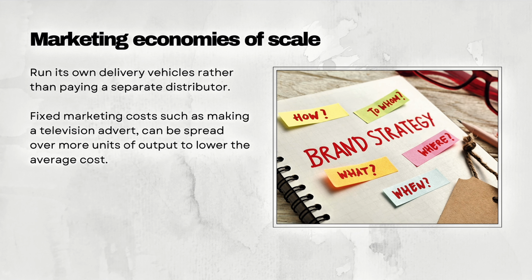Marketing economies of scale. One example is that they can run their own delivery vehicles rather than paying a separate distributor. And if a firm can control their own distribution, this turns their standard delivery routes into high visibility, free mobile advertising that spreads fixed branding costs across thousands of vehicles. Furthermore, large firms are able to spend large amounts of money on high-quality television adverts, which thousands of people can see, which will more than likely impact their decision to buy. And if enough people make the purchase, then the large firm will make their money back quite easily.